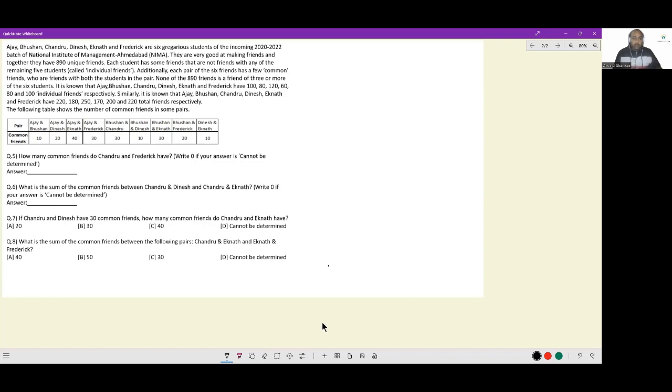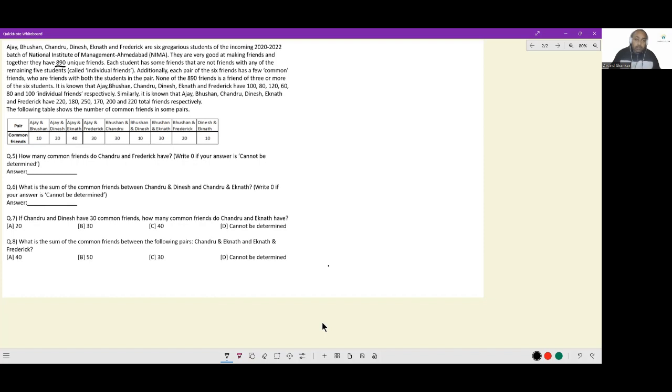Let's look at this question. Ajay, Bhushan, Chandru, Dinesh, Eknath, and Frederick are six gregarious students of the incoming 2020 to 2022 batch of National Institute of Management, Ahmedabad. They are very good at making friends, and together they have 890 unique friends. Total number of friends that they all have together is 890.